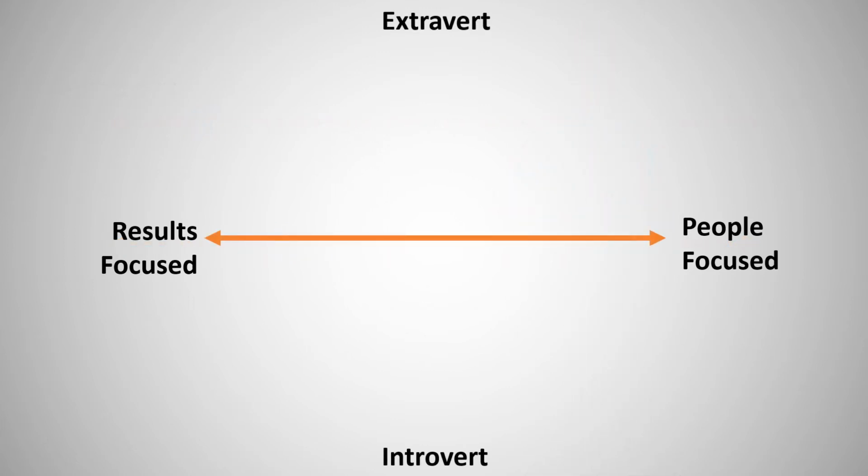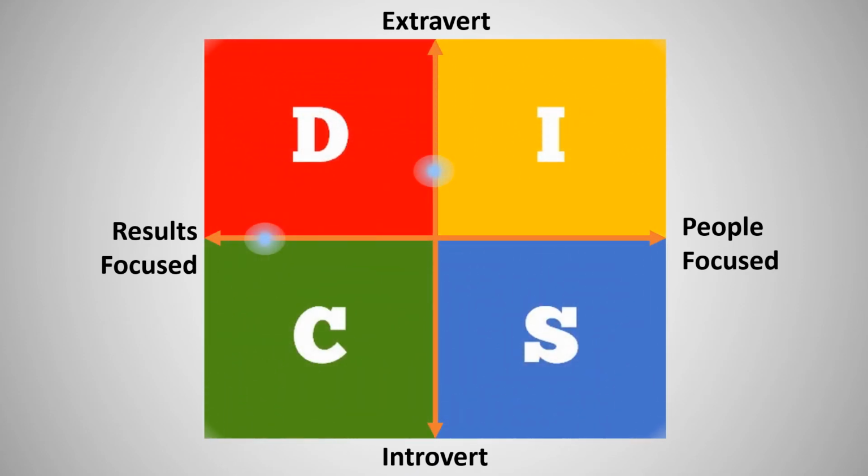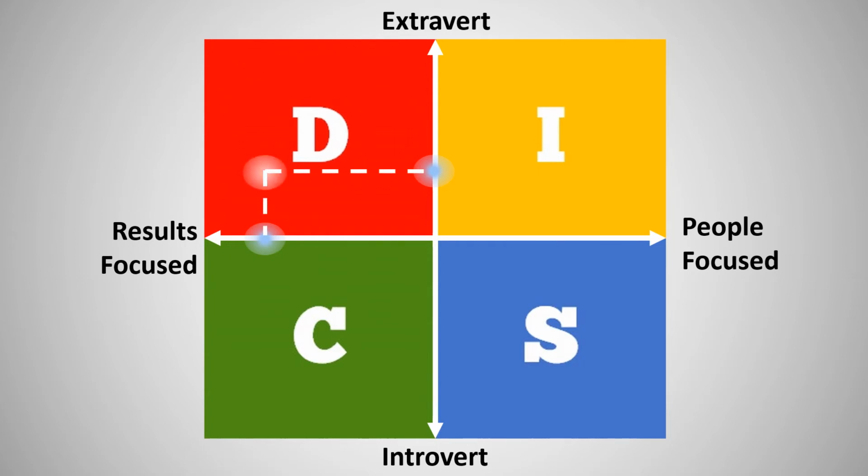The DISC tool takes those two axes and turns one of them on the side to form the DISC grid. By plotting where they are on the results focused or people focused axis and the introvert versus extrovert axis, that gives us an exact position on where they lie on the DISC grid. You can see this person that we've plotted there today is more results focused than people focused and more extroverted than introverted. That puts them in the D position on the DISC grid.